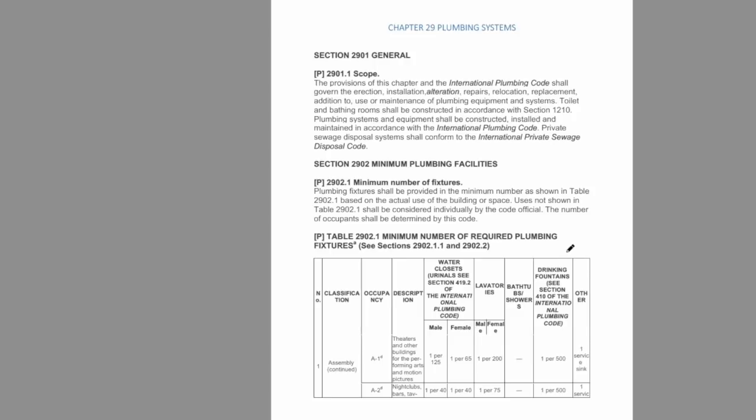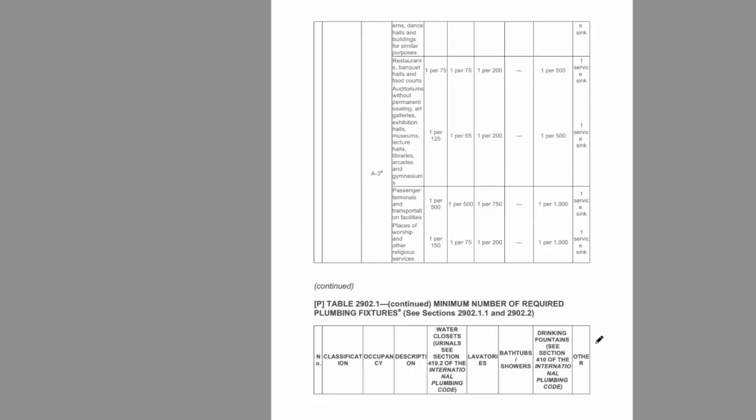So let's see if we can find, we can do it this way. We're in the A's, those are assemblies. We're still in the assemblies. There's business. So we've got business right here. Here's the drinking fountain line, and it says 1 per 100 people.